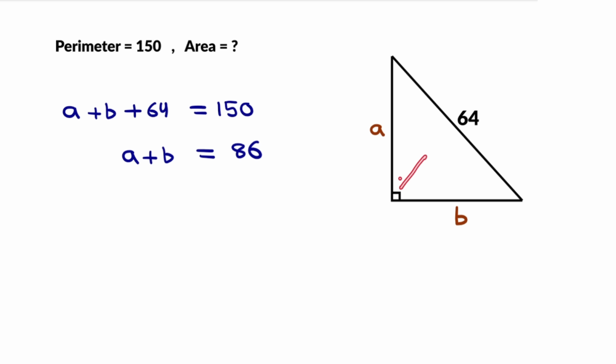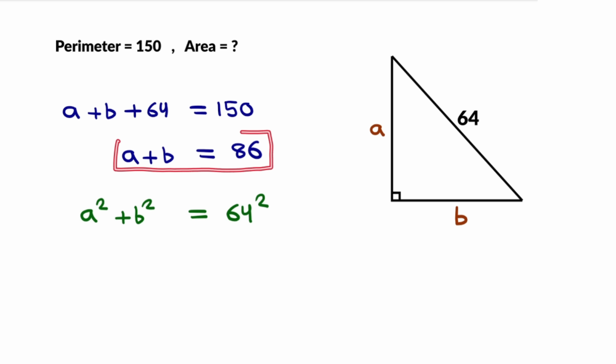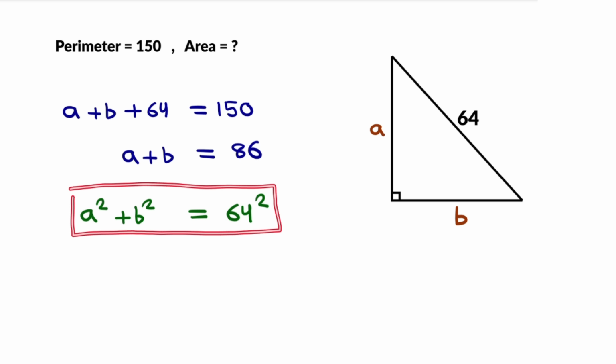Now, because this is a right triangle, we can use the Pythagorean theorem. A squared plus B squared equals 64 squared. So now we know two things. A plus B equals 86. And A squared plus B squared equals 64 squared.